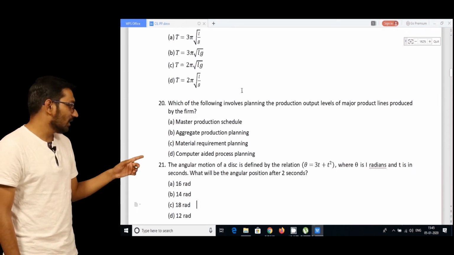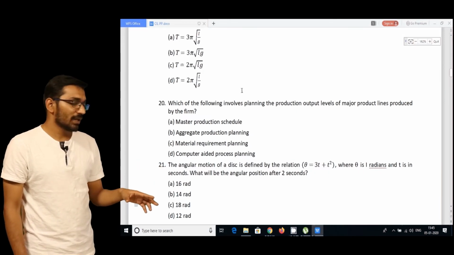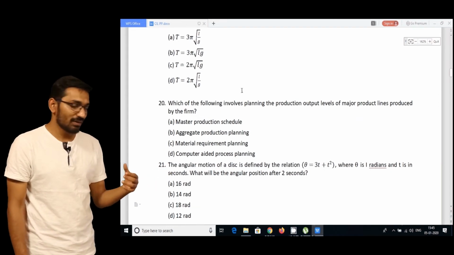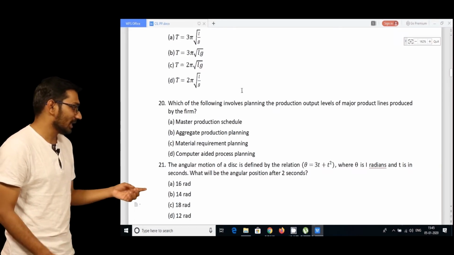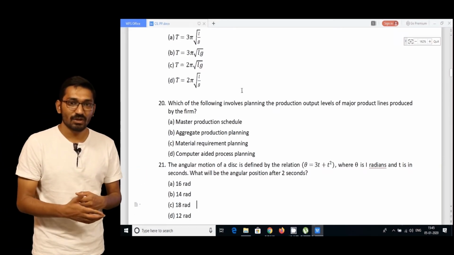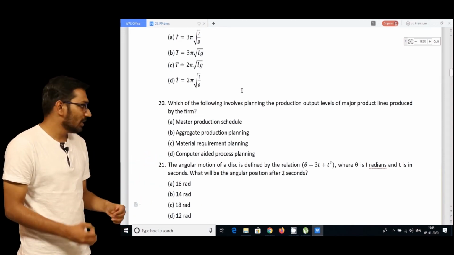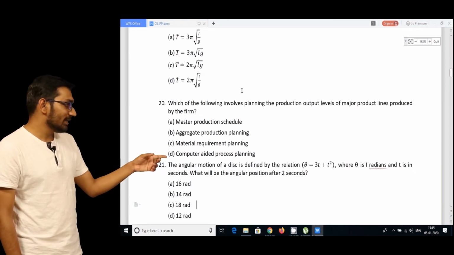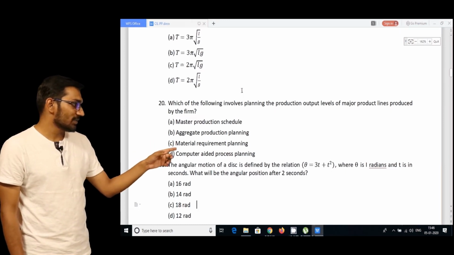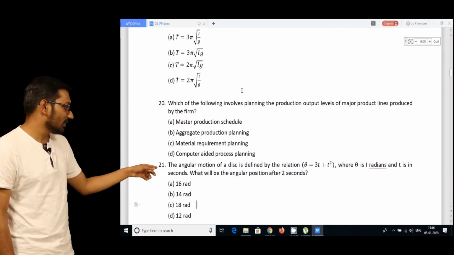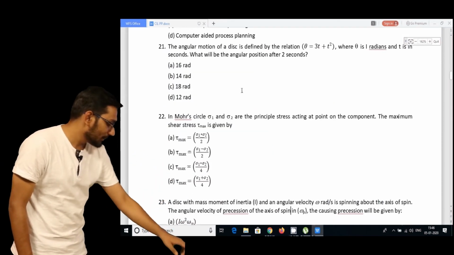The next question is, the angular motion of a disc is defined by the relation theta is given, that is 3t plus t square, where theta is in radians and t is in seconds. What will be the angular position after 2 seconds? So he is asking what is the angular position after 2 seconds. If theta is 3t plus t square, if I put t equal to 2, then you will get 3t, that is 6, plus 2 square, it is t square, right? So it is 4. So 4 plus 6 is 10. So the answer will be 10 radians. He is asking angular position, not the velocity, right?